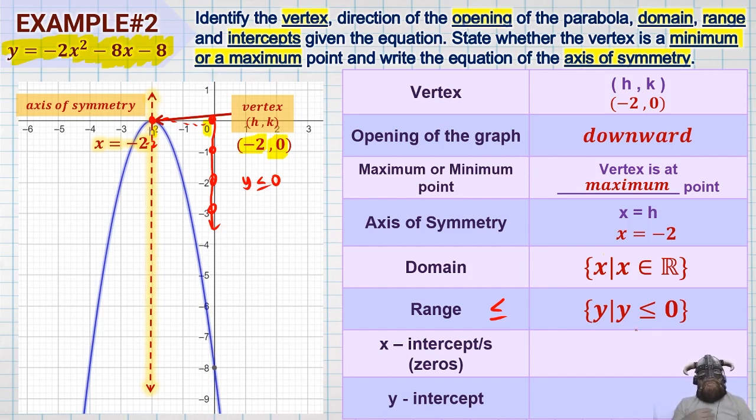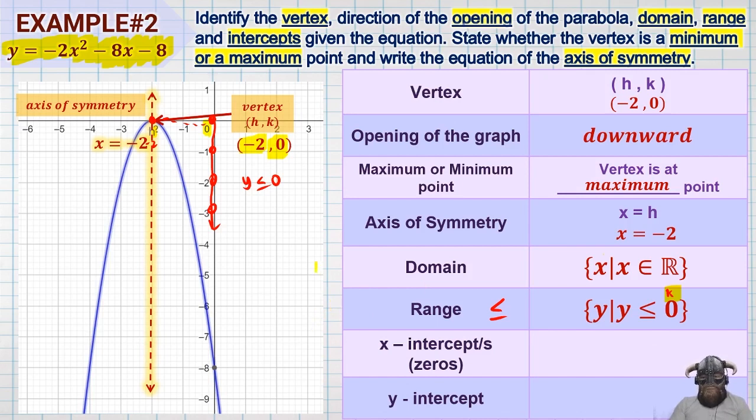So, basta kapag opening upward, greater than or equal. Kapag opening downward, less than or equal. Yan. So, mamimili na lang kayo. And your value here will always depend on the value of k. Kasi doon naman yung highest or lowest point ng ating parabola or ng graph ng ating quadratic function.